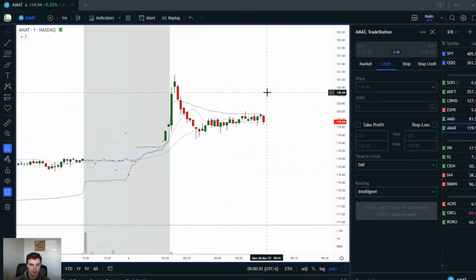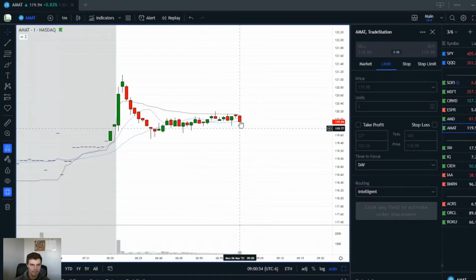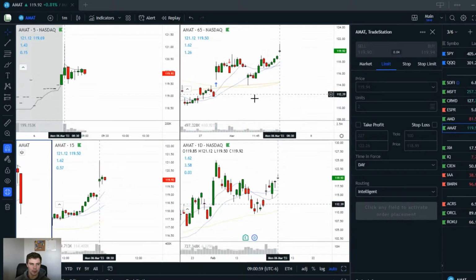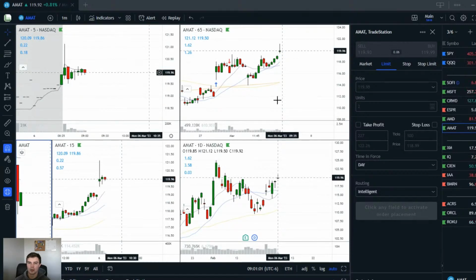This 1 minute look on AMAT, pretty choppy. Can't get over the VWAP. It can't get over VWAP. It's struggling pretty hard with that.